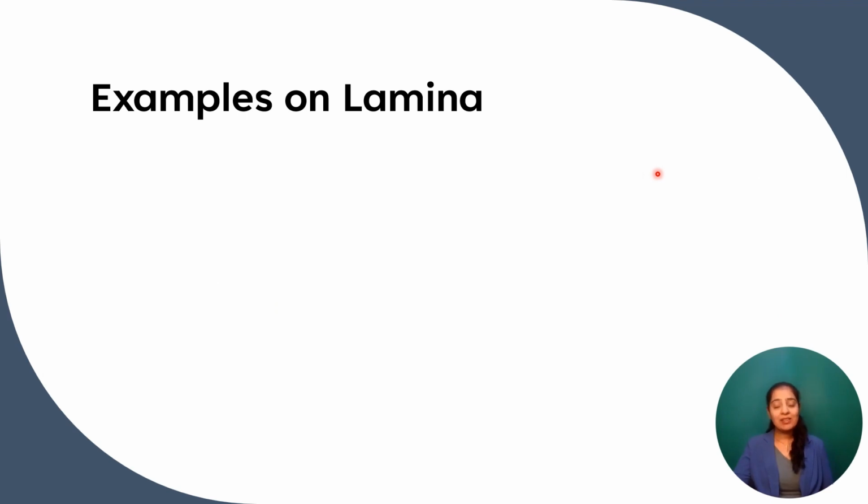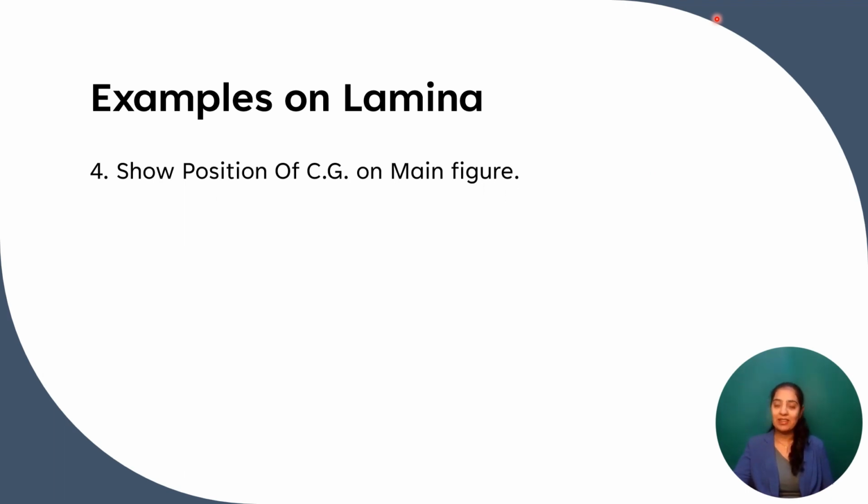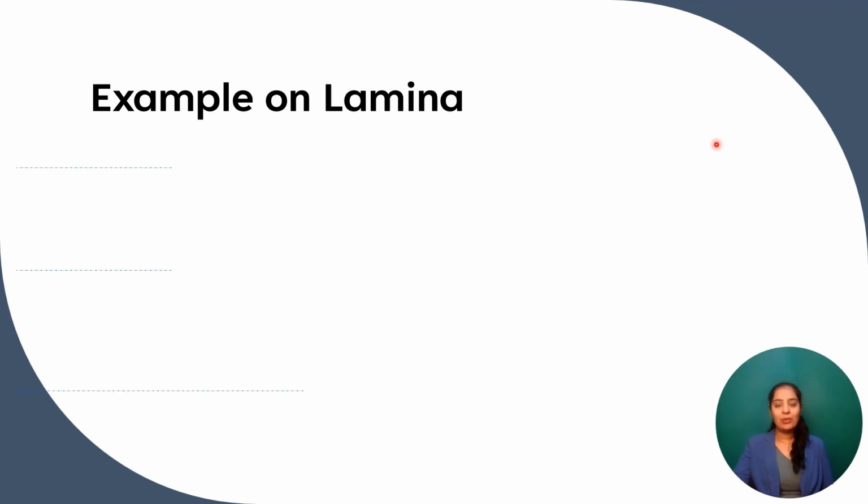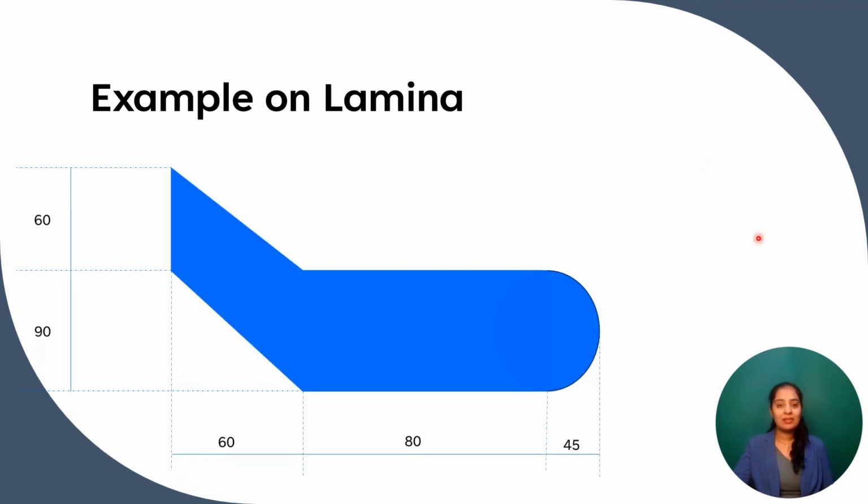Then the last step will be showing the position of CG, that is center of gravity, on the main figure. So we will see one example on lamina. So the problem statement is like this. The figure is given and the distances are given. So let's solve it and apply the steps we have learnt.